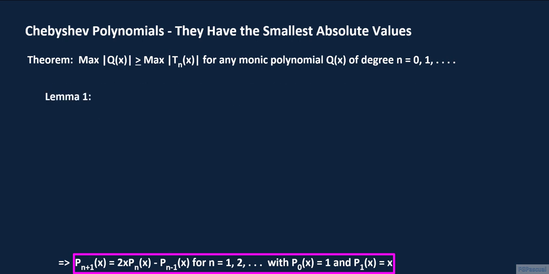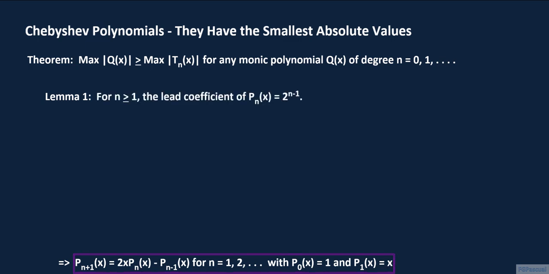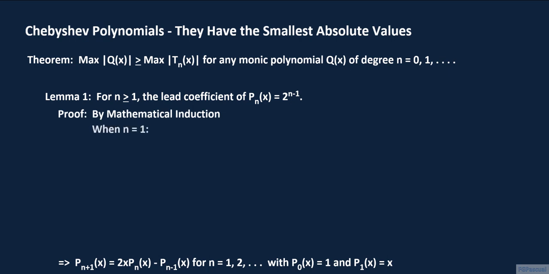Here is the first of our two lemmas. For n greater than or equal to 1, the lead coefficient of p_n(x) is 2 raised to the n minus 1 power. We prove this using mathematical induction. When n equals 1, p_1(x) equals x, which is equal to 2 raised to the 1 minus 1 power times x, and so the lemma is true for n equals 1.